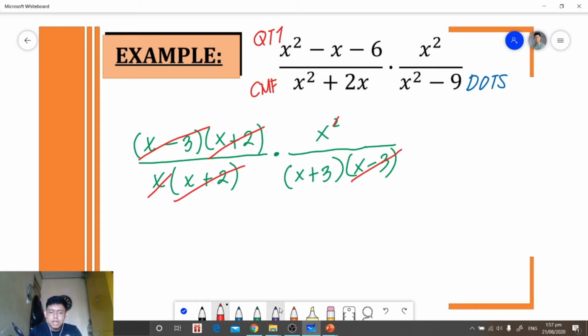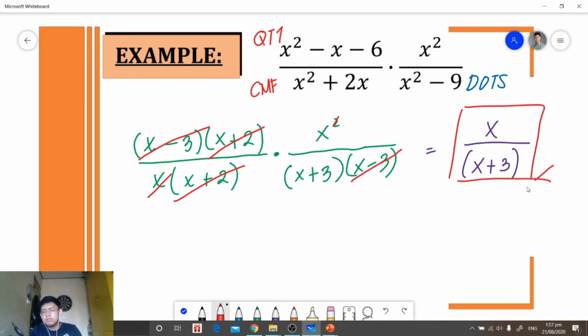Now, after that, we will copy the remaining factors. So this will be equal to x over x plus 3. Now, can we simplify this? If we cannot simplify that, this will be our final answer.